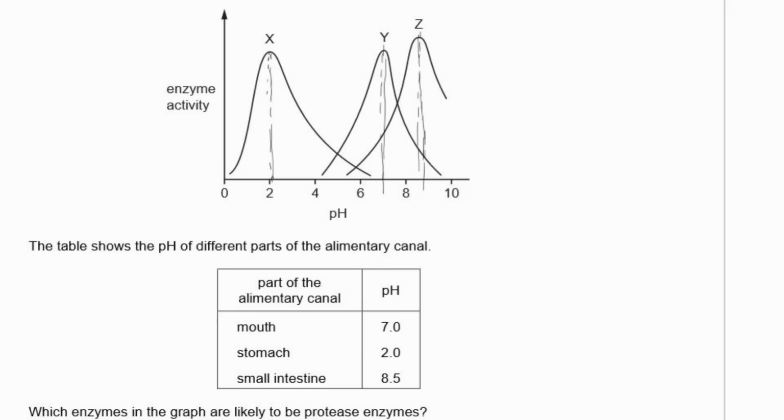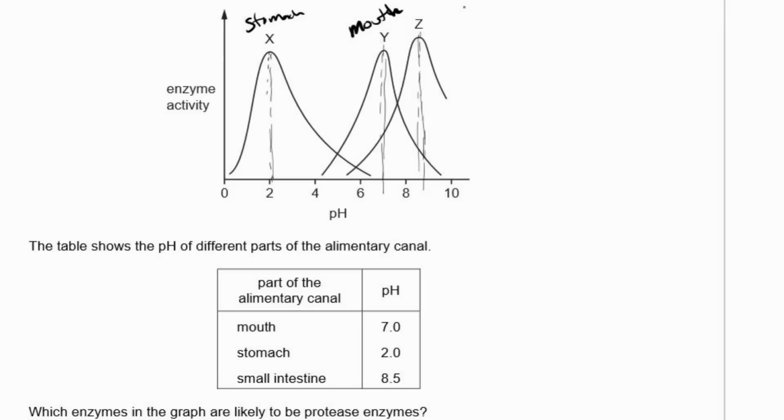Okay. So the table shows the pH of different parts of the alimentary canal. The mouth has a pH of 7, the stomach has a pH of 2, and the small intestine has a pH of 8.5. So which enzymes in the graph are likely to be protease enzymes? First of all, the mouth, pH 7, that would be enzyme Y. That would be the enzyme that works best in the mouth. The stomach, pH 2, that would be the enzyme that works best in the stomach.